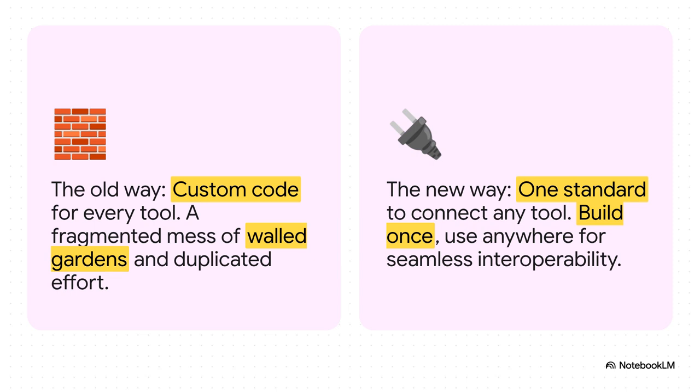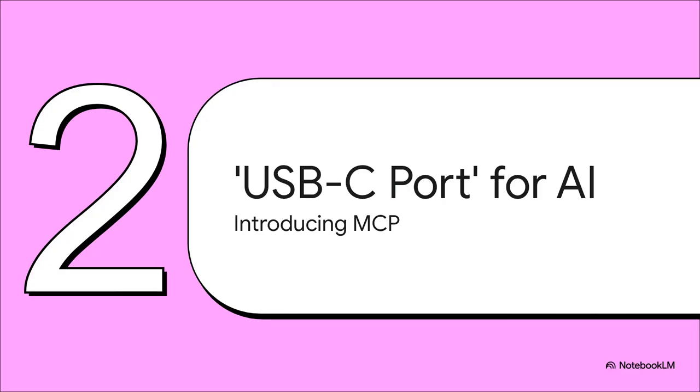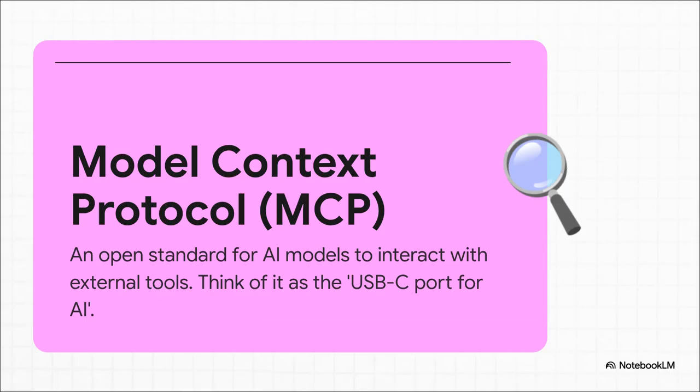But now, we're in a new world. We've got one standard that lets everything connect seamlessly. You can build a tool one time, and suddenly any AI can use it, anywhere. So what is this magic standard? It's called the Model Context Protocol, or MCP for short. And honestly, the best way to think about it is as the universal connector that we have all been desperately waiting for.